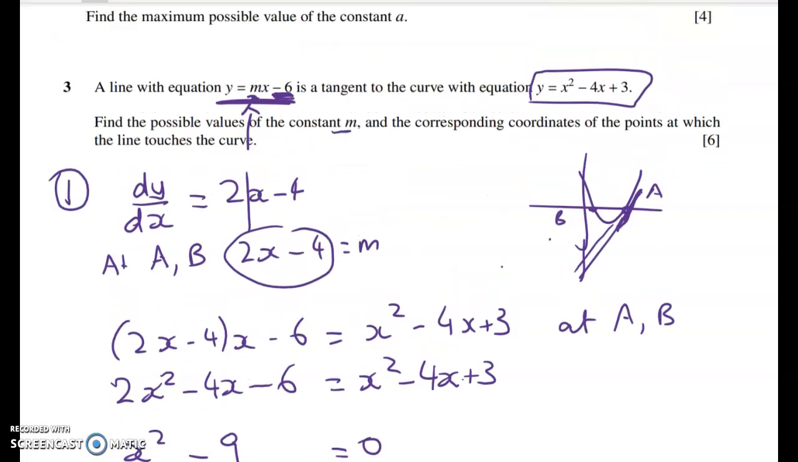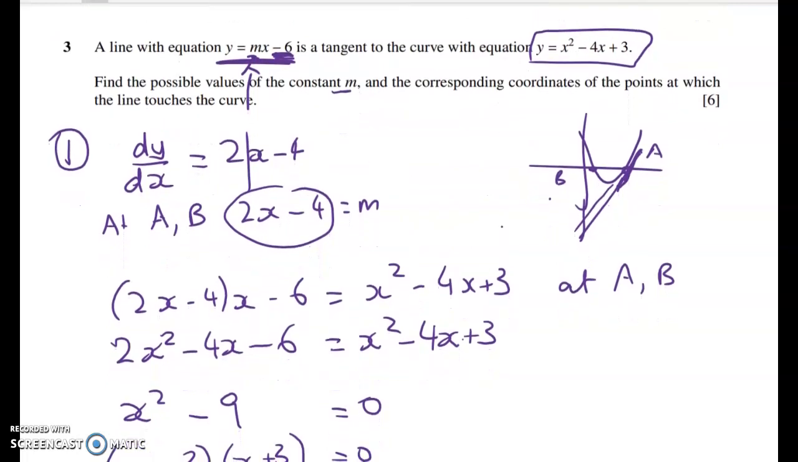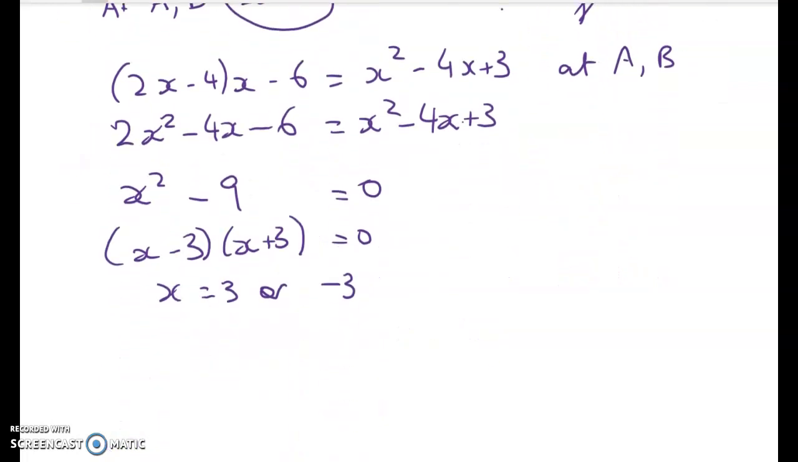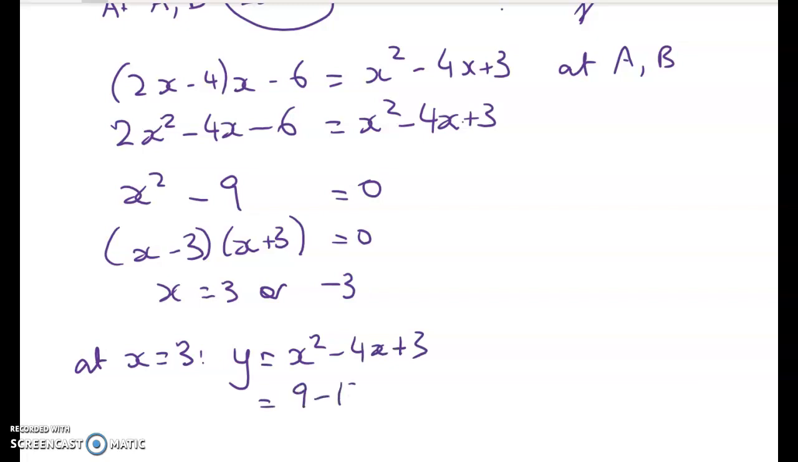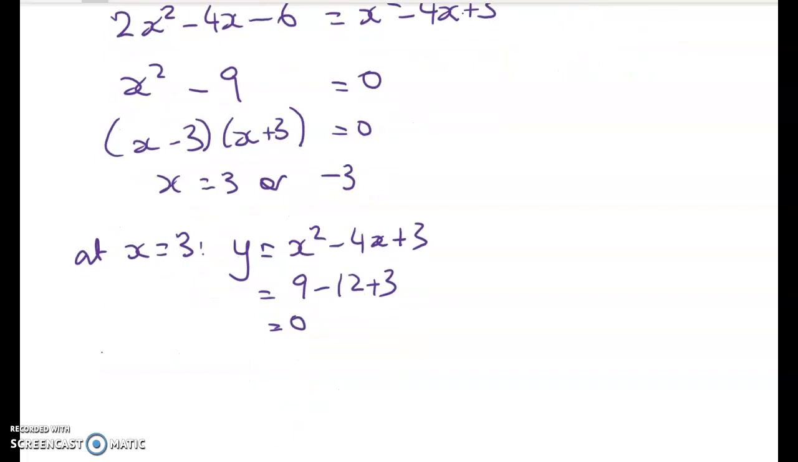So we're asked to find what? We're asked to find the coordinates of the point. So we've got x, now we need to get the y values. So the y value at x equals 3. What's y? Well, y is equal to x squared minus 4x plus 3. So that's 9 minus 12 plus 3, which gives me 0. So the first point is 3, 0.